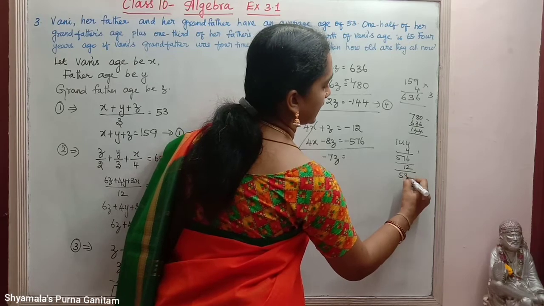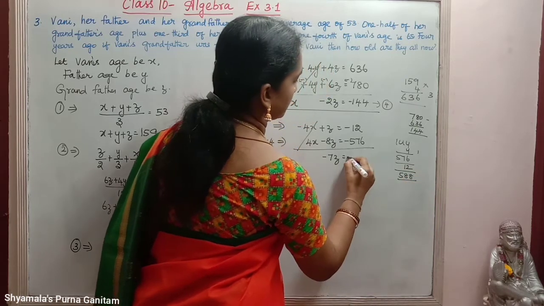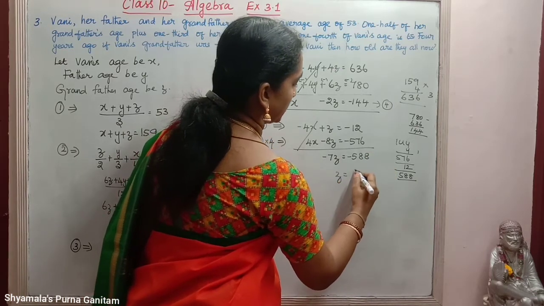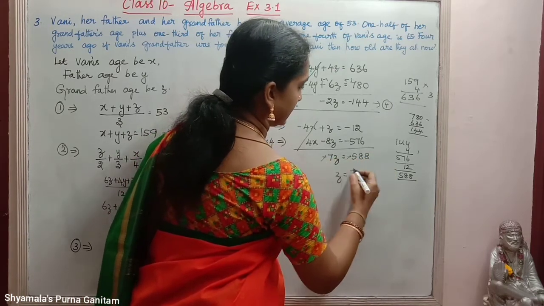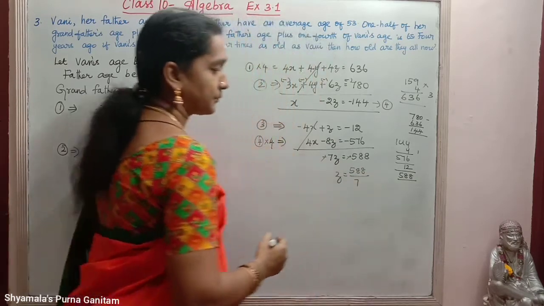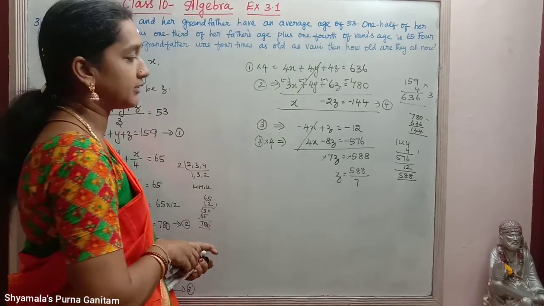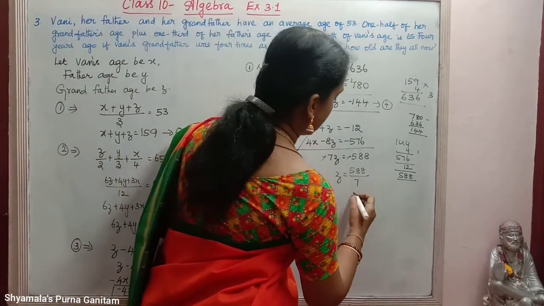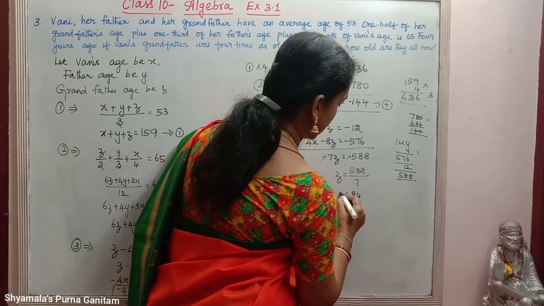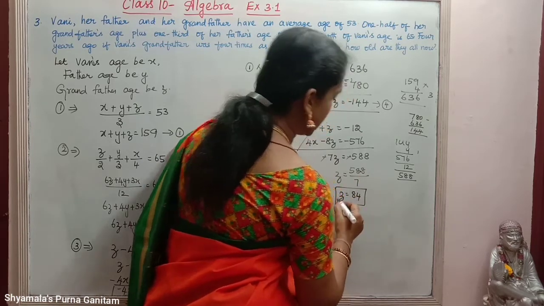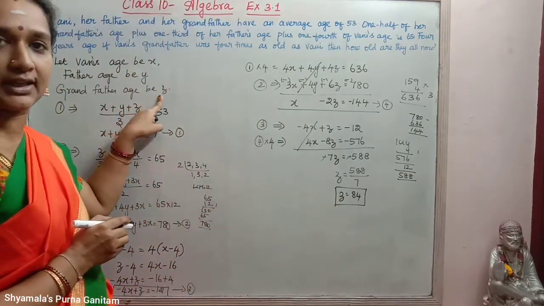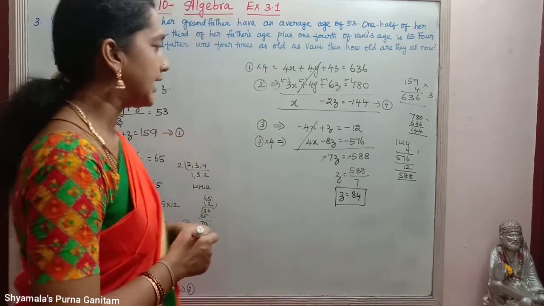If we add, we get 588. So z is equal to 588 divided by 7, with the minus signs cancelled. 7 8s are 56, 2 7s are 14, so the Z value is 84. Z is the grandfather's age, so the grandfather's age is 84.